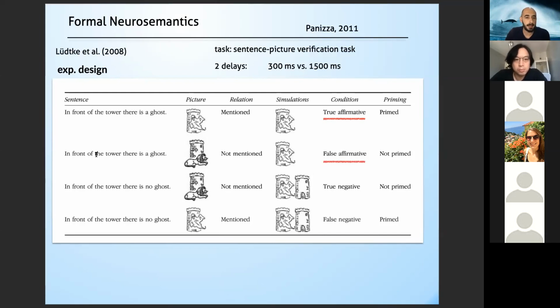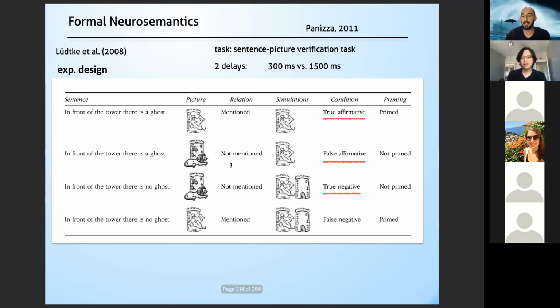So it is exactly the same sentence. In your mind you're simulating a tower with a ghost, but then what you see is a tower with a lion. So there is a mismatch between the way you interpret the sentence and what actually is depicted in the picture against which you have to verify the sentence, okay? So here you would have a mismatch. Okay, so nothing fancy at this point.